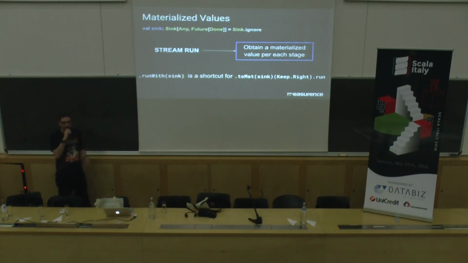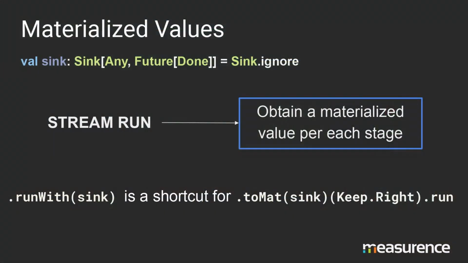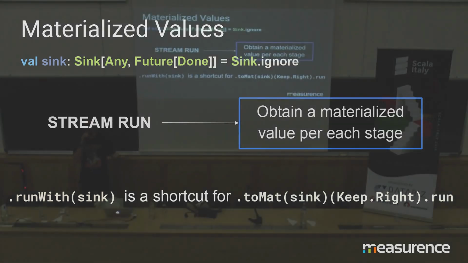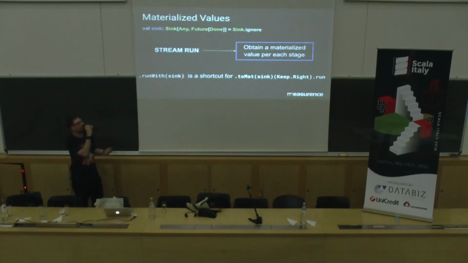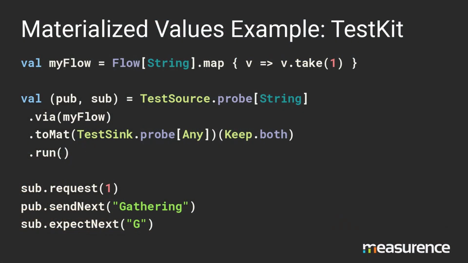When you run a stream, you can also extract a value from each of the stages that are a part of the stream. This value that you extract is not part of the stream itself, but is something else that the stage wants to give you right away. So, for example, the sink ignore will give you a future of done. That is simply a future that is resolved once the stream is completed.